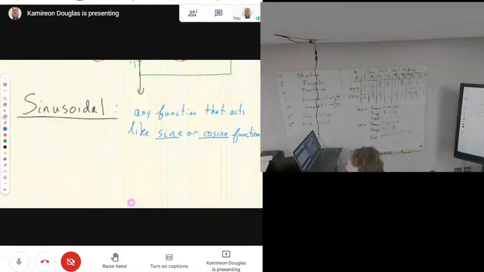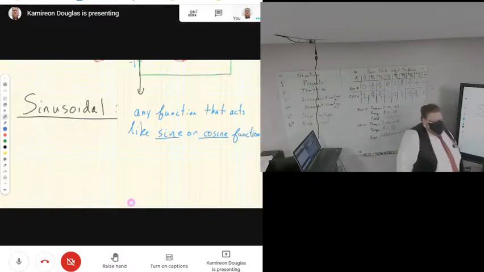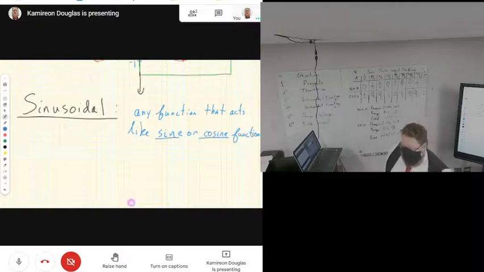We'll be talking about the sine function, we'll be talking about the cosine function, and versions of it that have been modified. They all fit in the broad category of sinusoidal. So that's the big one. That's the annoying one. This is the overarching theme for this week. Sinusoidal functions. Functions that are defined by looking or acting like sine or cosine.